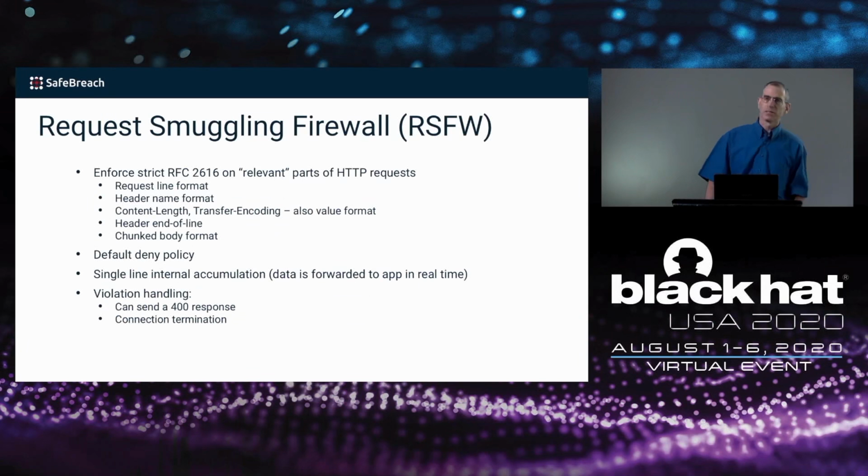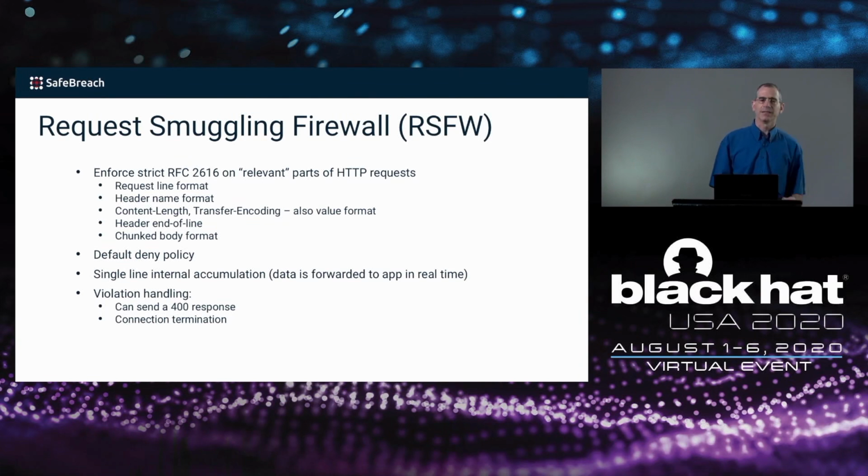On top of the socket abstraction layer, I implemented another class called the request smuggling firewall that uses the socket abstraction layer to implement the request smuggling firewall, surprisingly. And it enforces a strict RFC 2616 on the relevant parts of the HTTP request, like request line format, header name format, content length, transfer encoding, header end of line, chunk body format. It operates with the default deny policy. It only buffers a single partial line internally.